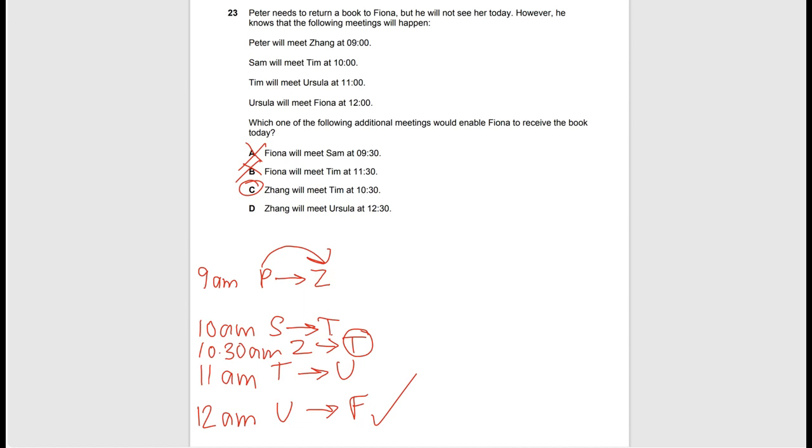Let's make sure D is not correct. Zhang will meet Ursula at 12:30. So if Zhang met Ursula at 12:30, that's no use. Even if Zhang did meet Ursula, Ursula was meeting Fiona at 12. Sorry, this would have been PM. There's no point because Zhang would have been half an hour late. So that's why our best answer for 23 is C.